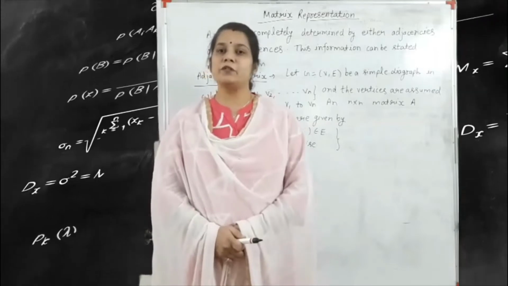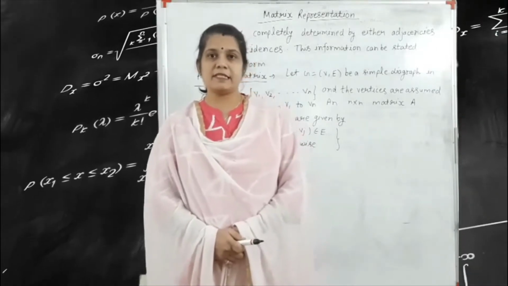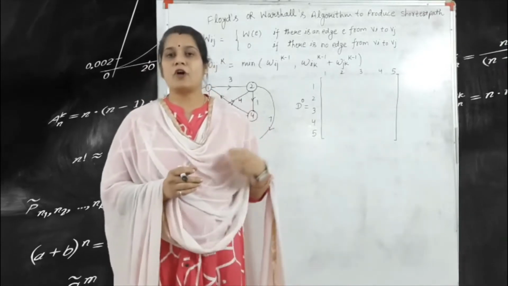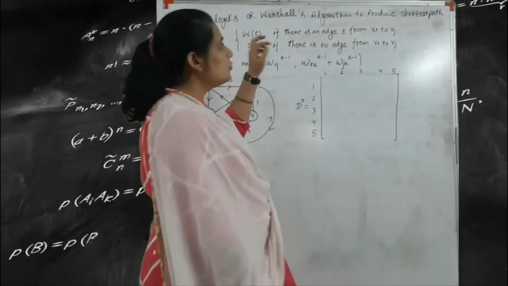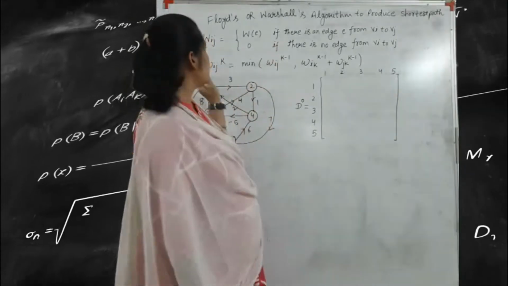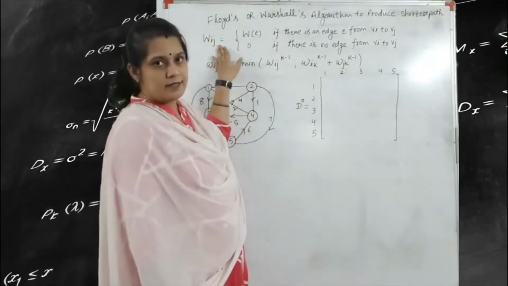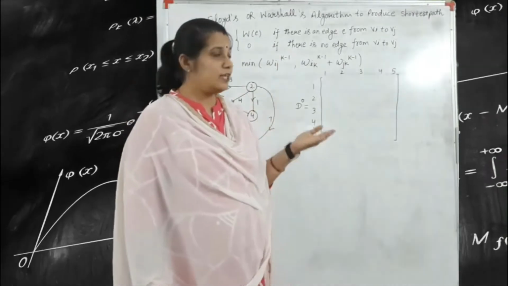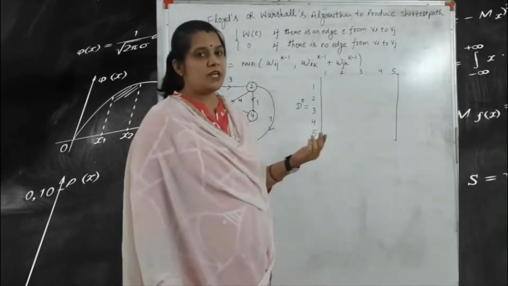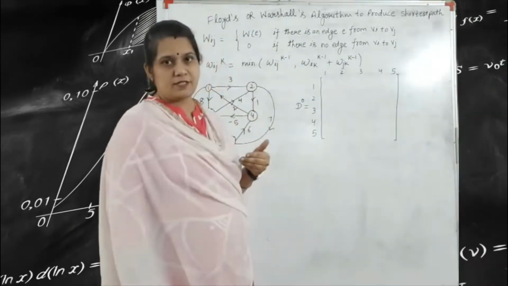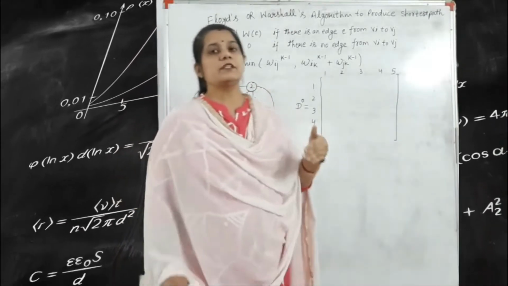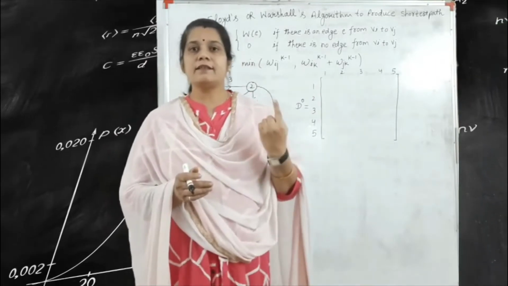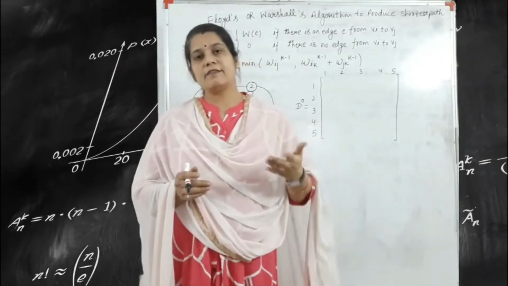Today I am going to take a lecture of discrete mathematics, chapter number 5, graph theory. So the next method is the Floyd-Warshall algorithm to produce the shortest path. Here Wij is equal to We if there is an edge E from Vi to Vj. We have already seen in the matrix representation form, if a vertex V1 to V2 is directly connected, then we write here 1.